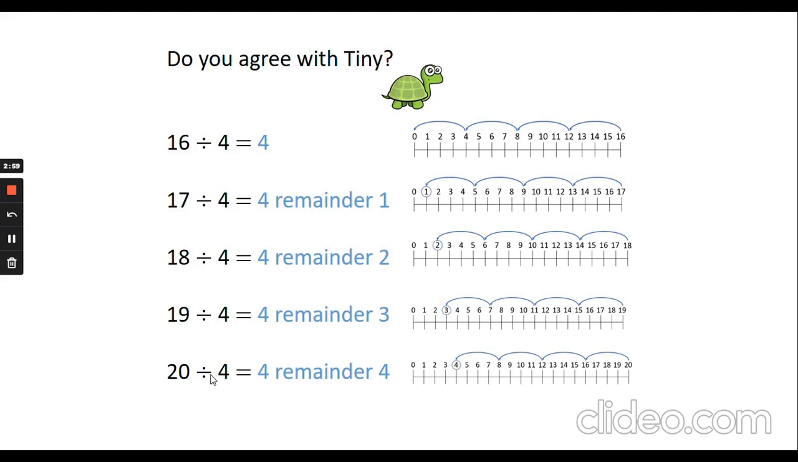Final question then, 20 divided by 4. He has said the answer is 4, remainder 4. Let's have a look at that. He's jumped in 4s. He's done that correctly. But when he gets to 4, he's said that he cannot do any more jumps. That isn't true. Tiny can still do one more jump of 4 to take him to our perfect 0.